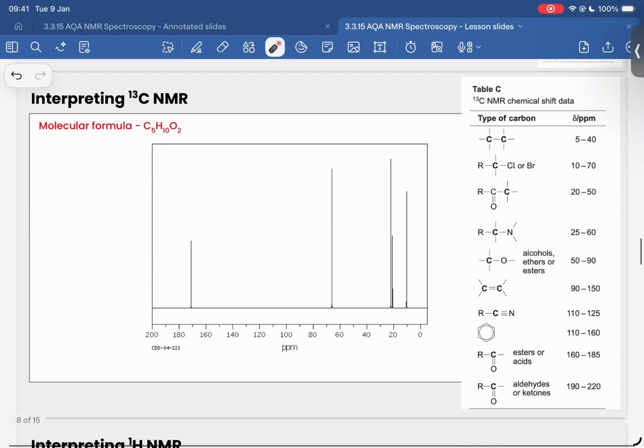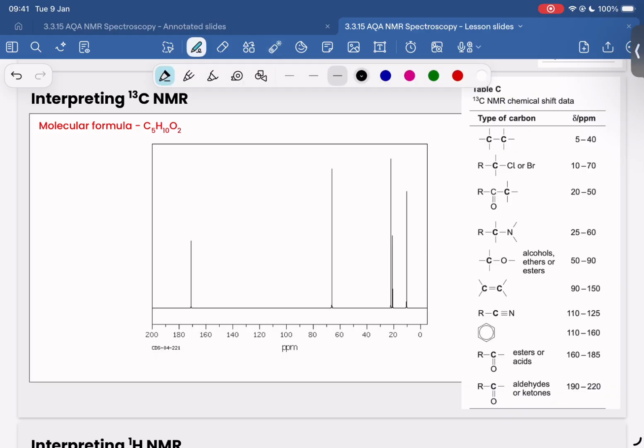Now we're going to do one where we're actually deriving the structure ourselves. So let's say that here we have the spectrum and we have 5 peaks, right? That's the first thing I'm going to look at because, as I said, peaks are often the most important. So 5 peaks means that there's 5 carbon environments. And you can see here that I've got the molecular formula, C5H10O2.